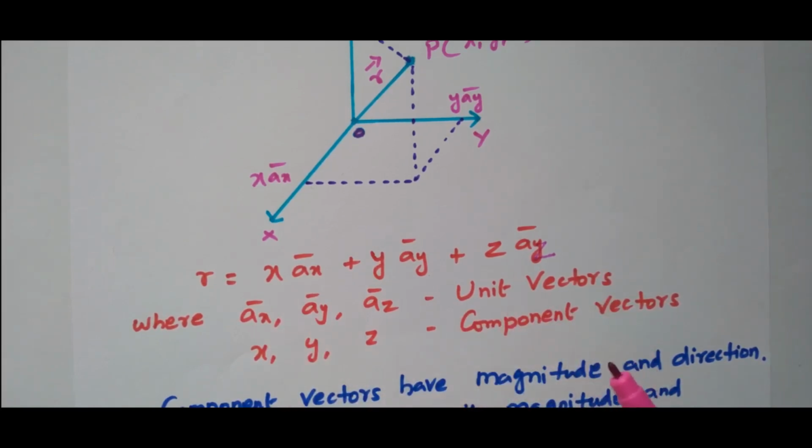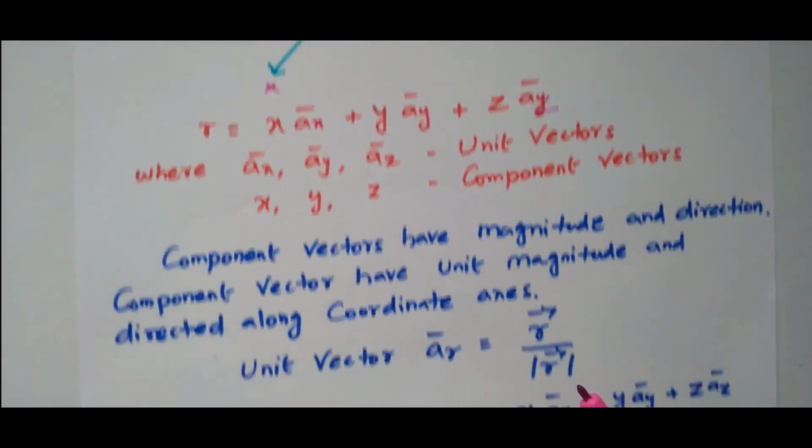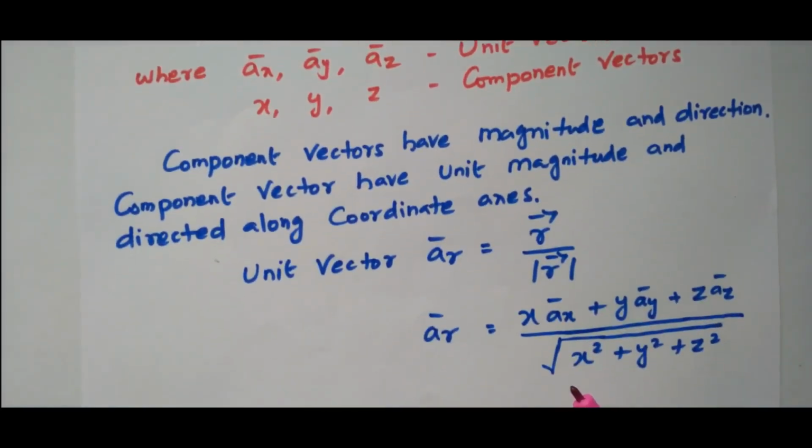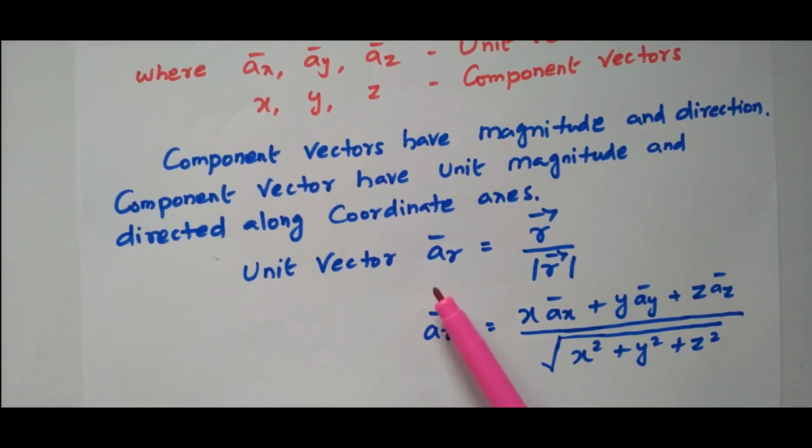Right. Now we'll see how to represent the unit vector. You know that a unit vector is nothing but vector by scalar. R vector divided by r. So the r vector is nothing but x ax plus y ay plus z az. So the scalar is represented as the square root of x square plus y square plus z square. So this unit vector is represented as vector by scalar.